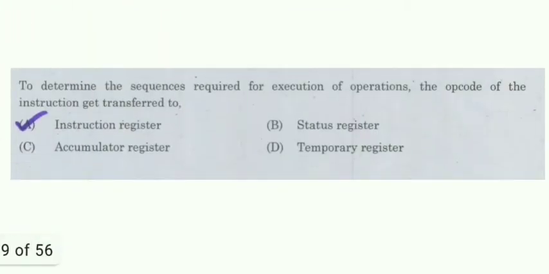The first question is to determine the sequences required for execution of operation. The opcode of the instruction gets transferred to the instruction register. It's a direct question. From this only we can find the sequence of execution of operation. So option A is the right answer.